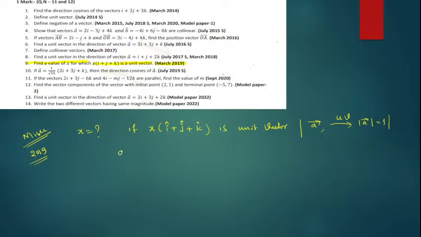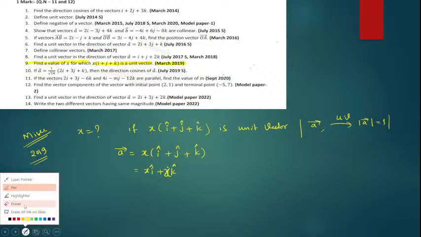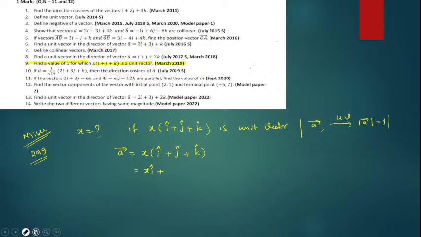So let us consider the given vector a is equal to x times of i cap plus x times of j cap plus x times of k cap. Multiply x along with all the unit vectors i cap, j cap, k cap. You will get x times of i cap, x times of j cap plus x times of k cap, that is your vector a. So find its magnitude now.